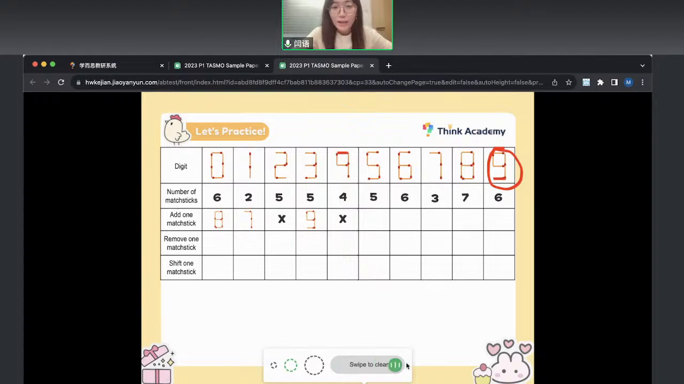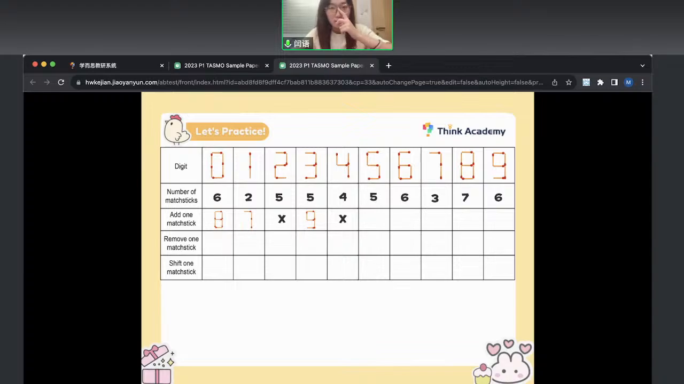Okay, next one. What about the digit 5? If I add one more, which digit can we get? What is it? Digit 5. Nothing? Are you sure? We can get a 6. Okay, good job. Any other possibilities? Excellent.